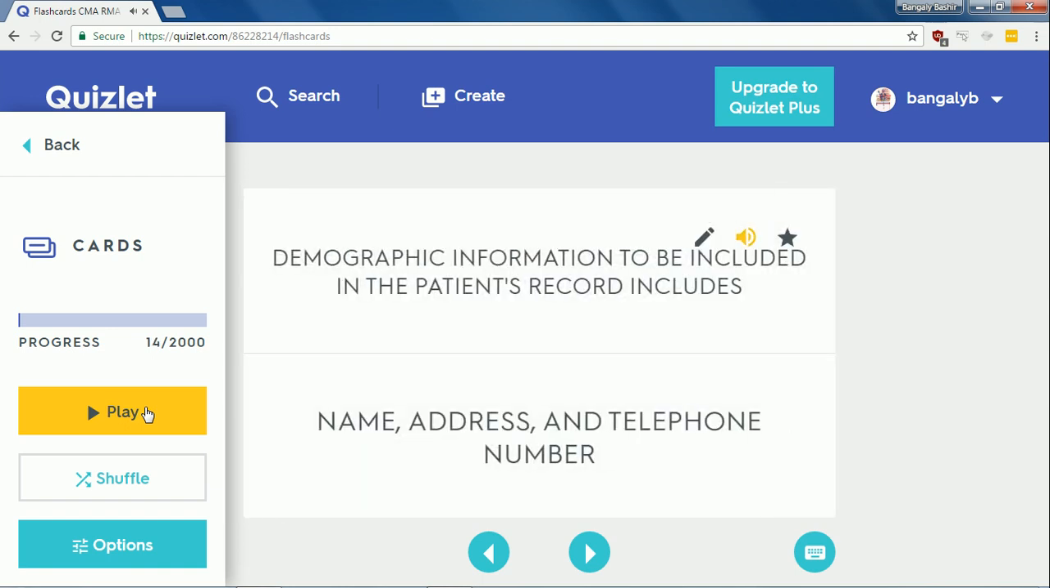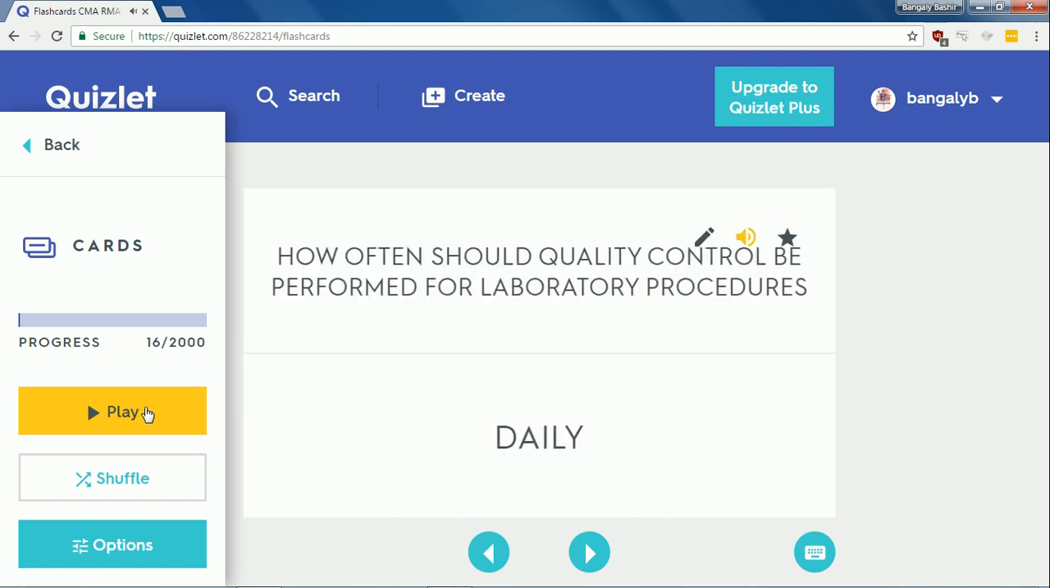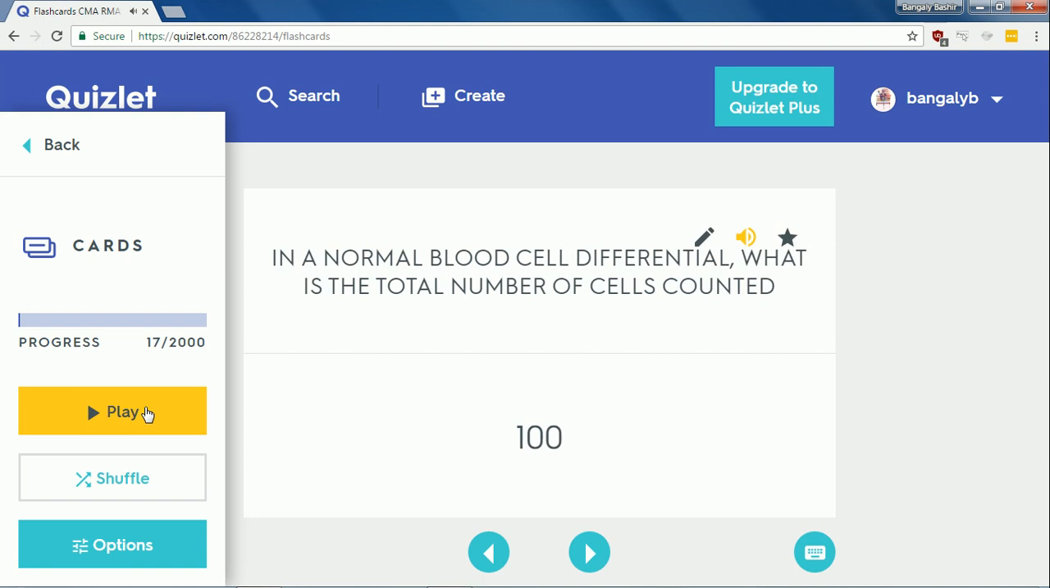Demographic information to be included in the patient's record includes name, address, and telephone number. Which of the following questions is considered legal when conducting a job interview of a prospective employee? Are you authorized to work in the United States? How often should quality control be performed for laboratory procedures? Daily. In a normal blood cell differential, what is the total number of cells counted? 100.